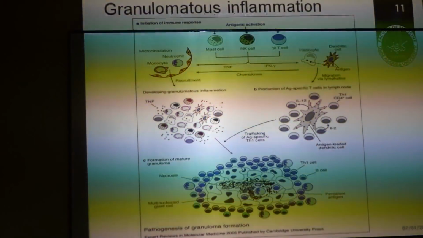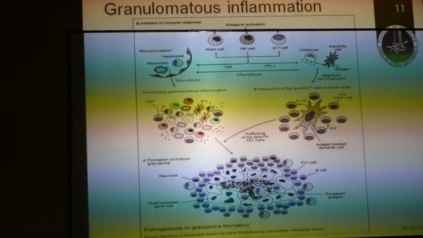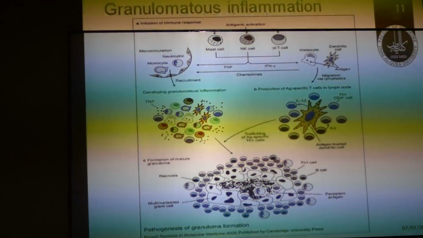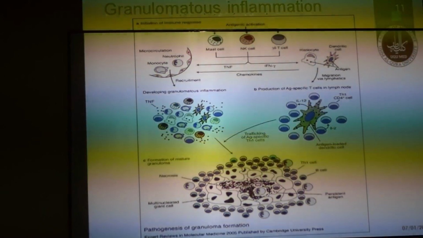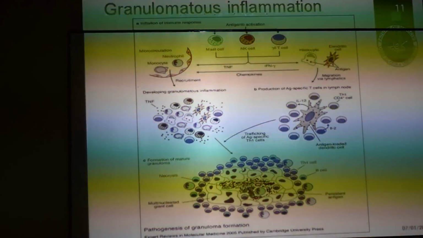So whether it is infective or non-infective, like sarcoidosis, this thing will happen. First phase will be initiation, and then finally it's the mature granuloma formation.